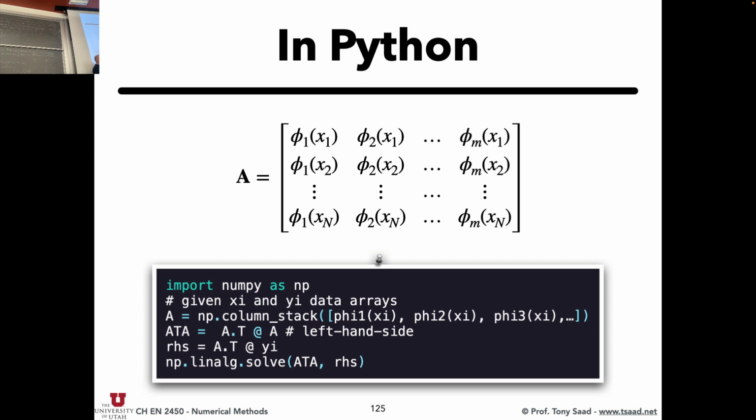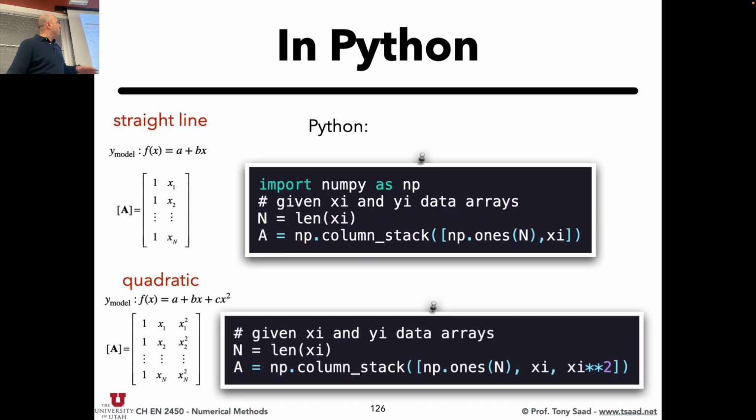And then solve A^T A against the right-hand side. You're not solving A against the right-hand side, because A is not a square matrix. You're solving A transpose A equals the right-hand side. I'll give a couple of examples, and then we'll do something together in Python.